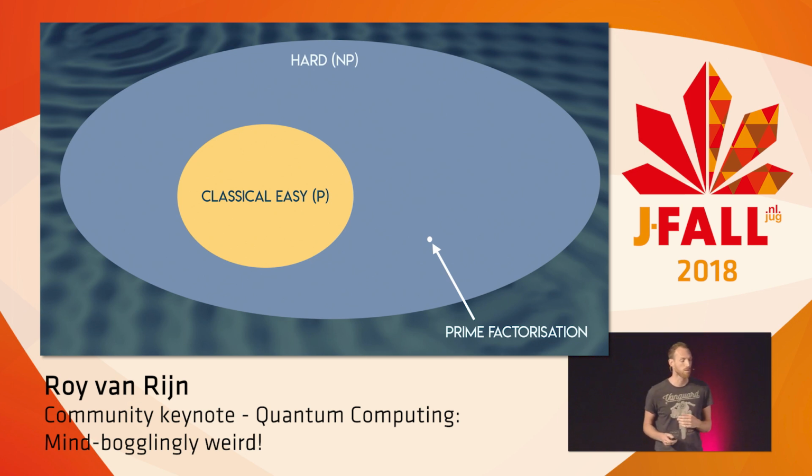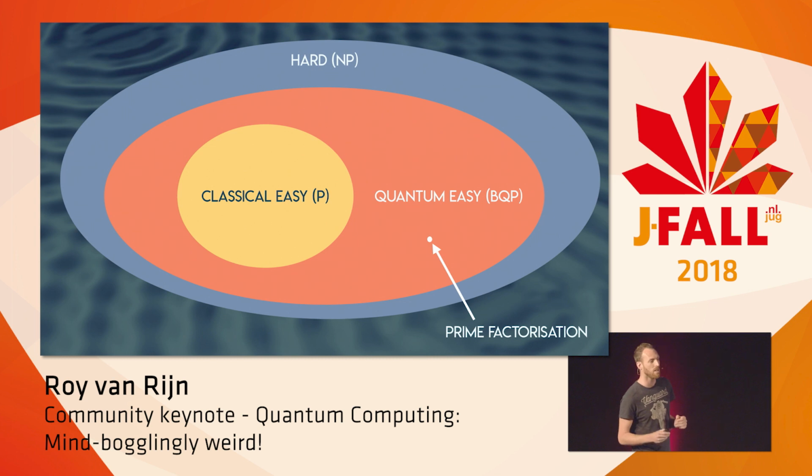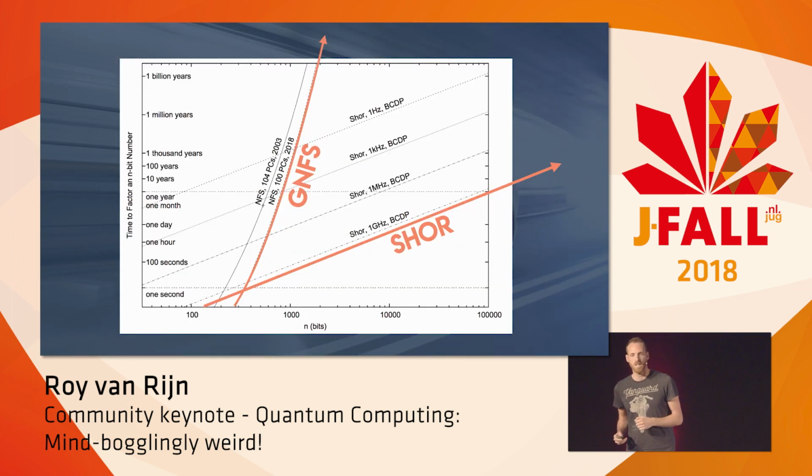If we have quantum computers, this will happen. A new group of problems will be solved when we have quantum computers. For example, prime factorization. If you look at the current best algorithm for prime factorization, which is the general number field sieve, you'll see that it quickly grows out of control into 1 billion years if numbers become larger. Shor's algorithm, on the other hand, which only works on a quantum computer, is linear. It has linear growth.